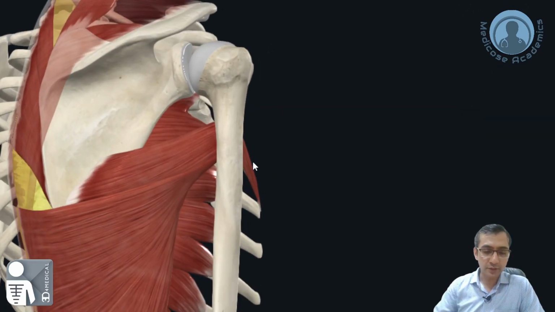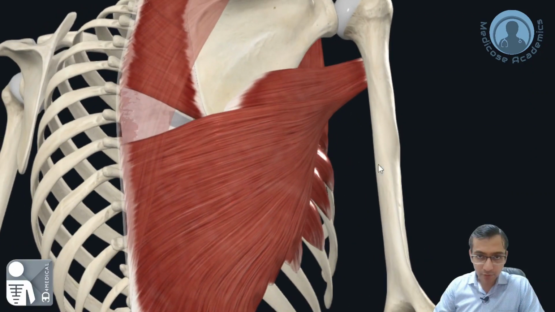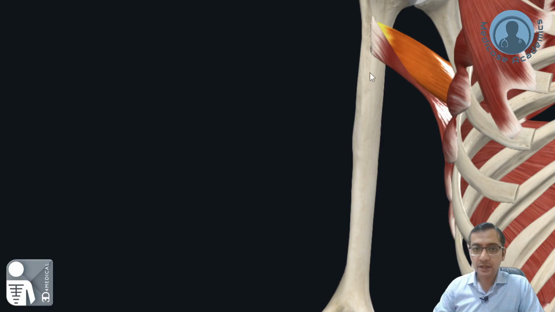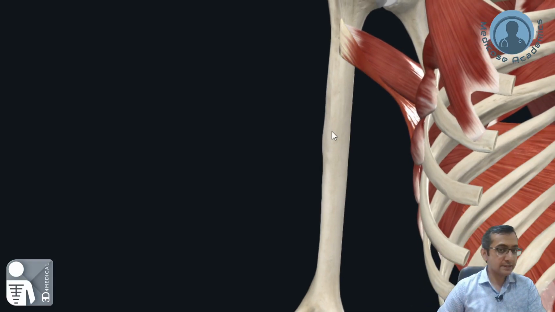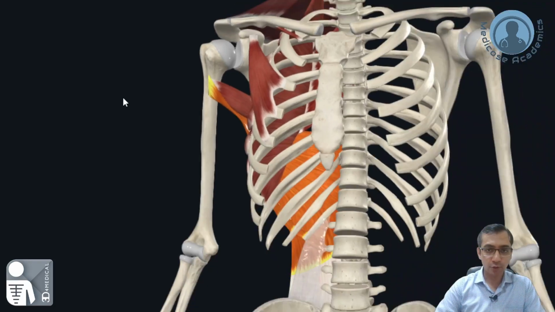Let me try to show you here. As you can see, the fibers turn around the undersurface of teres major and get attached to its lateral aspect and to the medial aspect of the bicipital groove. So this is the attachment of latissimus dorsi.